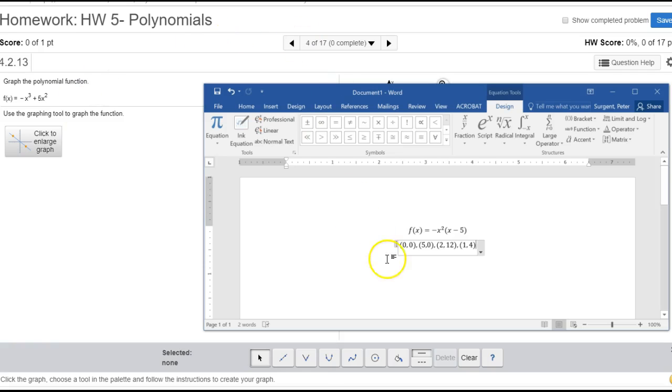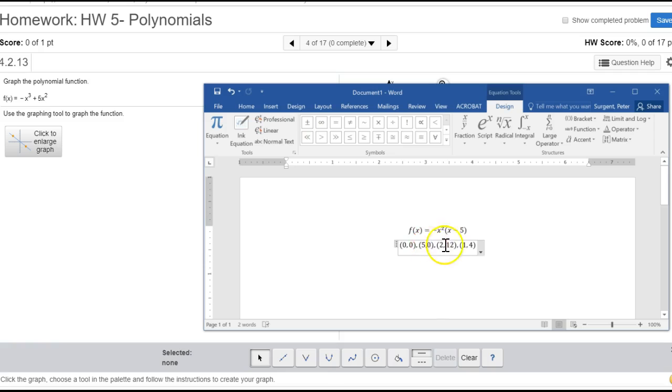Okay, so anyway, I got the following points. You're going to need more than the zeros to graph these like we did in class, so I found a couple other points. When I factor negative x cubed plus 5x squared, I get negative x squared factored out, times x minus 5. That gives me my two zeros of 0, 0, multiplicity 2, so it's going to touch the x-axis there, not cross it. And then a point of 5, 0.